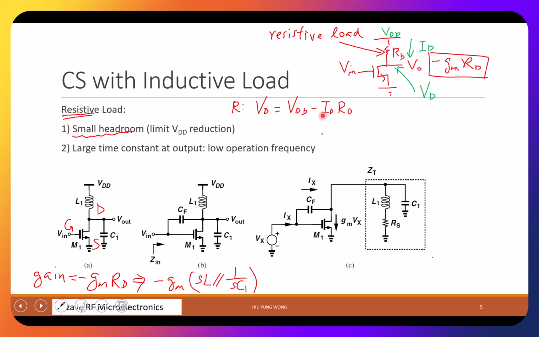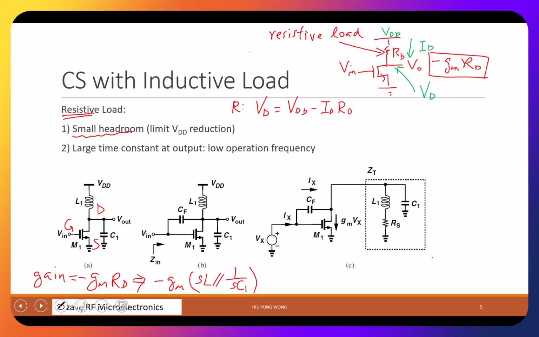Just Ohm's law. If you still feel this is confusing, then think about what ID is. ID is just VDD minus VD divided by RD. You will get this law. You need to be very familiar with this. Any questions? Okay. Is it okay, or do you have a question? Is this still confusing? Okay.